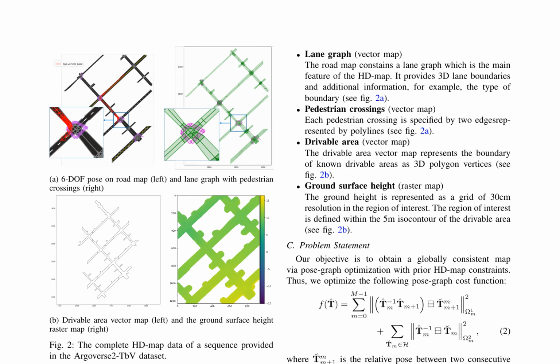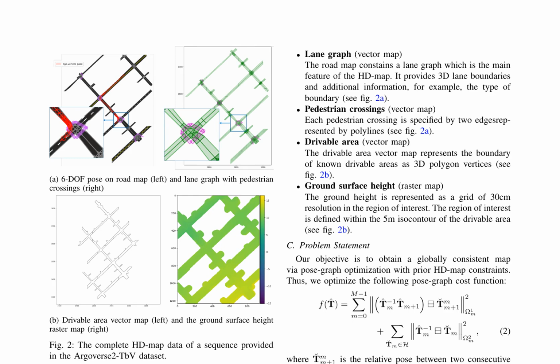Here is a combined summary of pages 3 and 4 of the research paper. The authors propose a novel approach to leveraging high-definition (HD) maps for pose-graph optimization in simultaneous localization and mapping (SLAM) systems. They utilize vector maps and raster maps from the Argoverse 2 TBV dataset to create a comprehensive HD map representation, comprising lane graphs, pedestrian crossings, drivable areas, and ground surface height information.